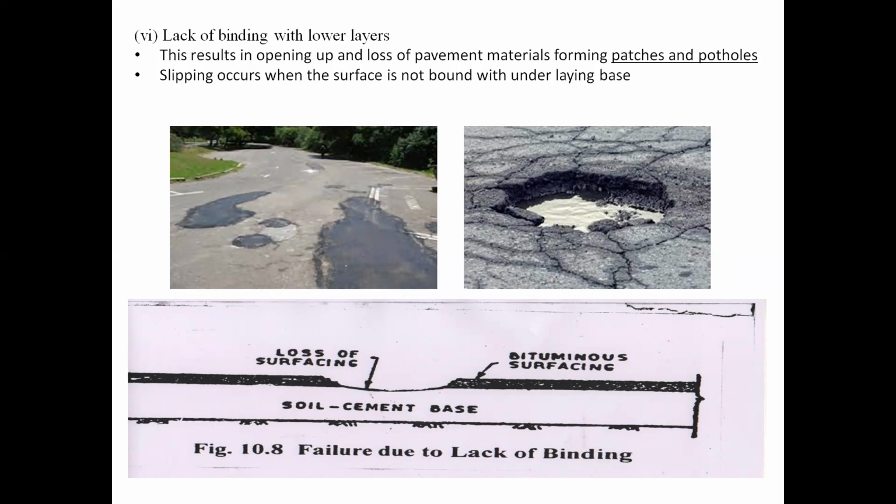Lack of binding with lower layers is generally caused by the lack of a prime coat or tack coat in between two layers. When there is a lack of binding between the surface course and the underlying layer, some portion of the surface course loses materials, creating potholes and patches. Moving on to the next slide.